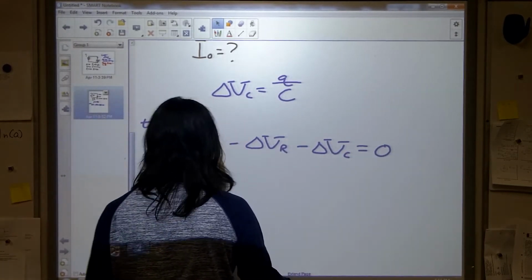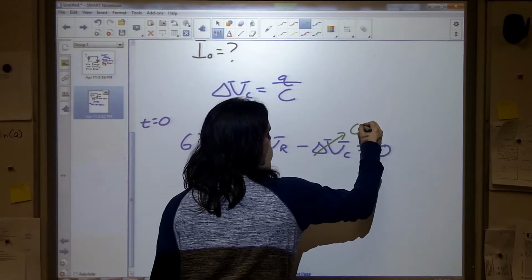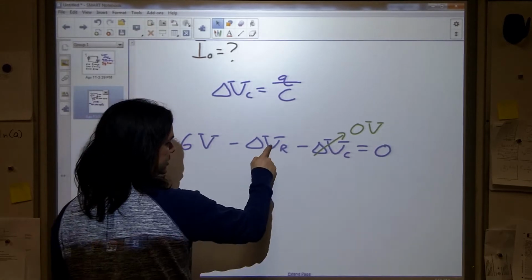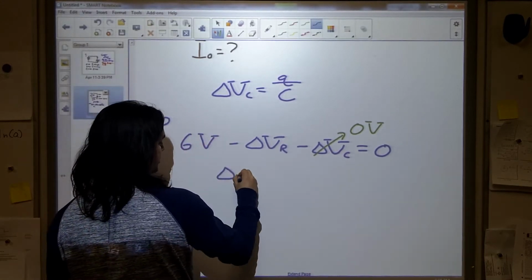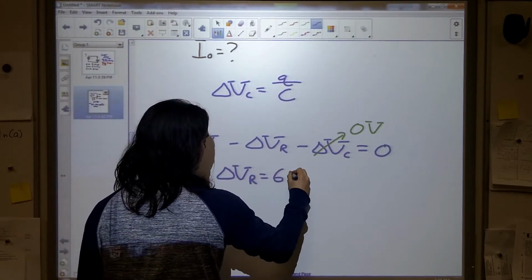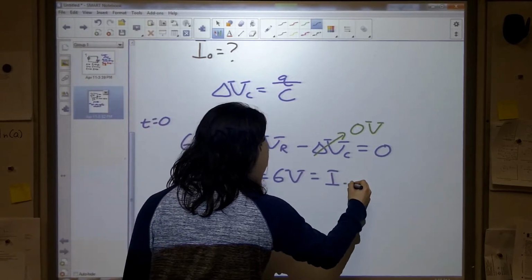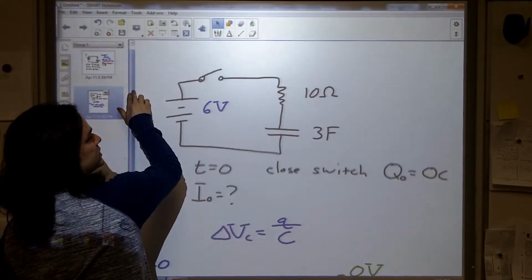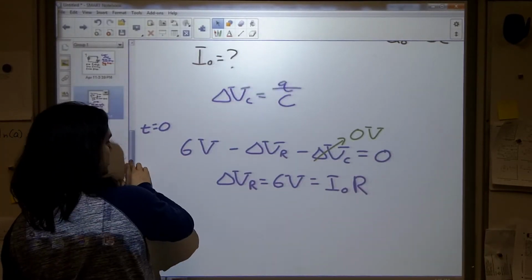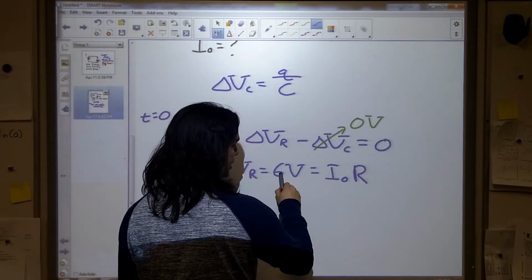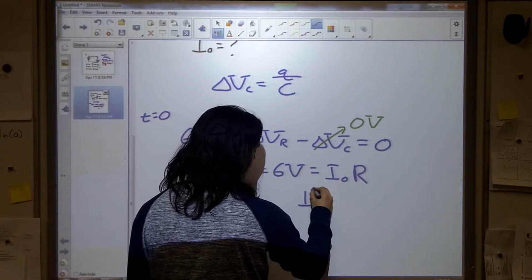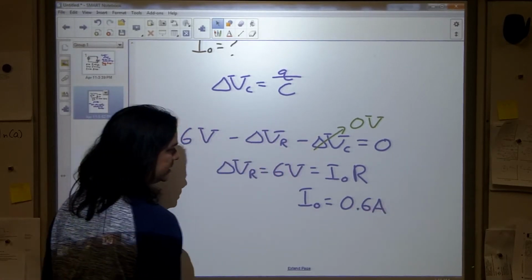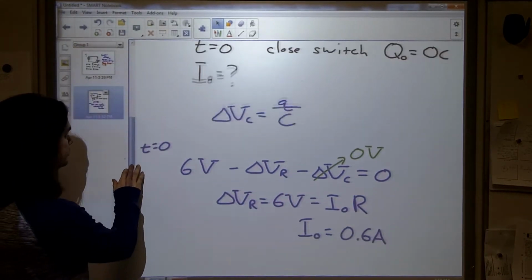All right, at t equals 0, however, Q equals 0, our charge on the capacitor, which means our potential difference at t equals 0 across the capacitor is 0 volts. Well, if this is 0 and my total is 6, that means my potential difference across the resistor must be equal to 6 volts, and it is also equal to the initial current times the resistance. Well, if my resistance is 10 ohms, my first question, which is the initial current, will be 6 volts divided by 10 ohms. We end up with an initial current of 0.6 amps.